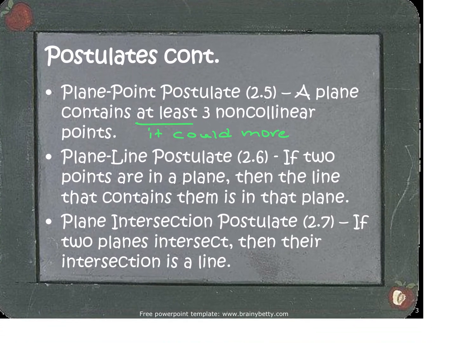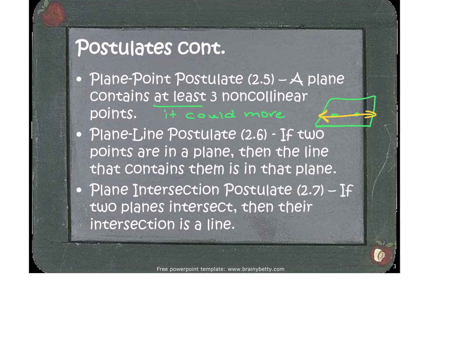So if I draw a picture of a plane, or first I'm going to do the 2 points. So if you have 2 points that are in a plane, then the line that contains them is also in that plane. And then the last one, the plane intersection postulate, states that if 2 planes intersect, then their intersection is a line. And back in chapter 1, I showed you that with 2 pieces of paper and how I put them together. So let me go ahead and try to give you a visual here.